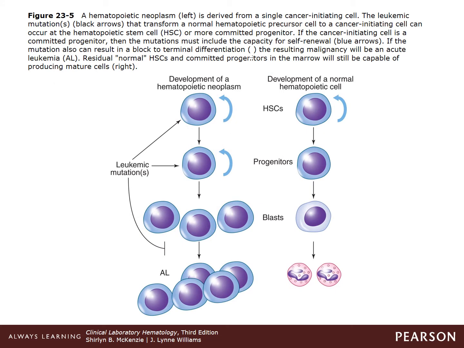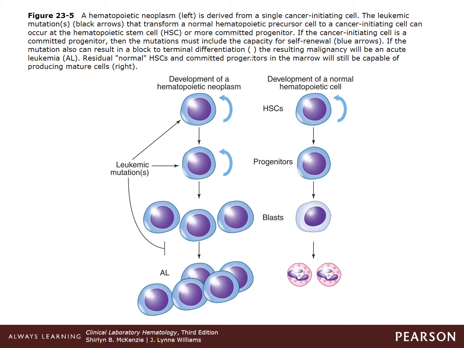So on the right, we see the development of a normal hematopoietic cell, where it starts at the stem cell and commits to a progenitor cell line, and then matures into one of the 5 white blood cells that we have studied in the past.